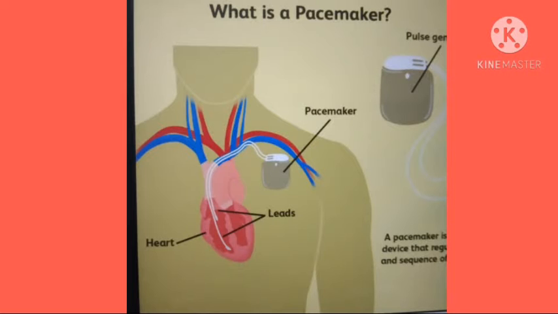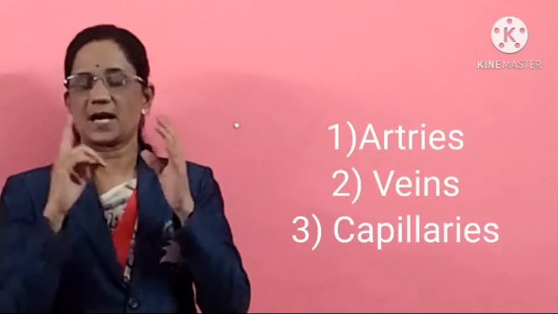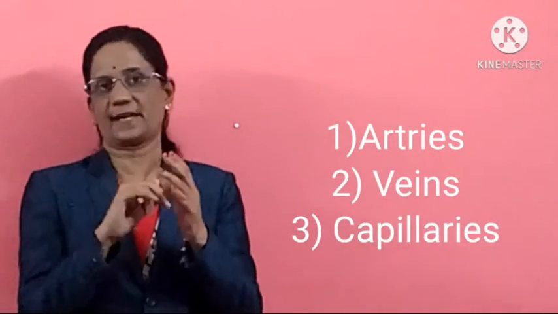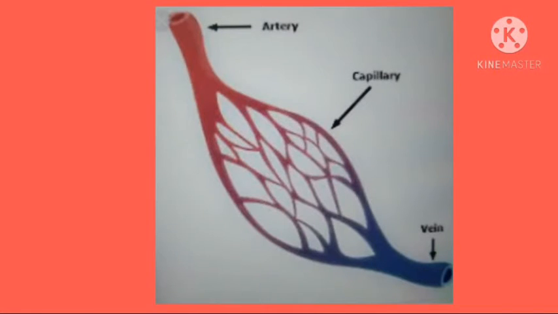Hence it is also called the natural pacemaker of the heart. If it is asked in the exam, write the types of blood vessels. There are three types of blood vessels: arteries, veins and capillaries. Arteries carry oxygenated blood from the heart to all over the body, and the veins collect the deoxygenated blood from all over the body to the heart.